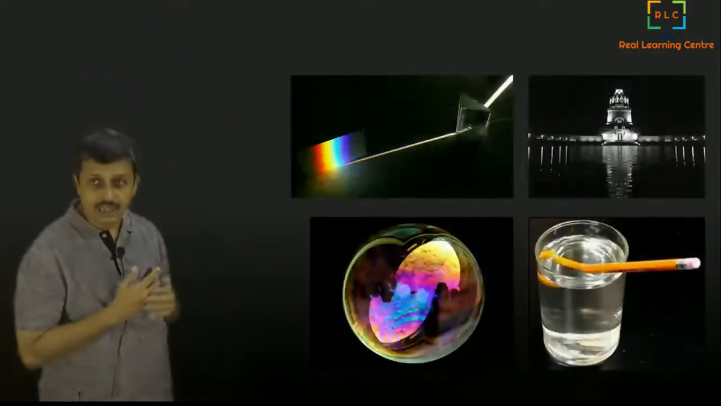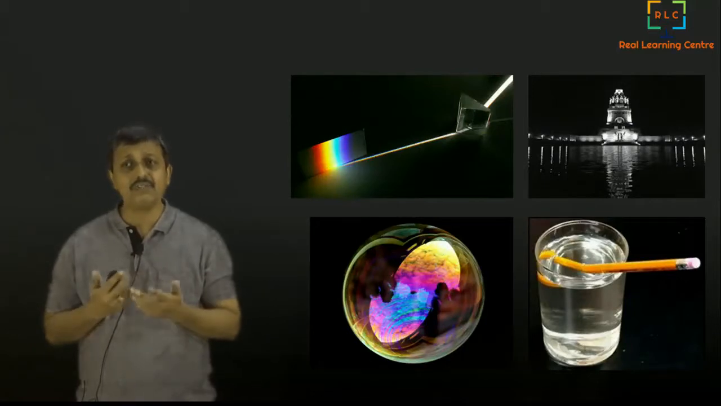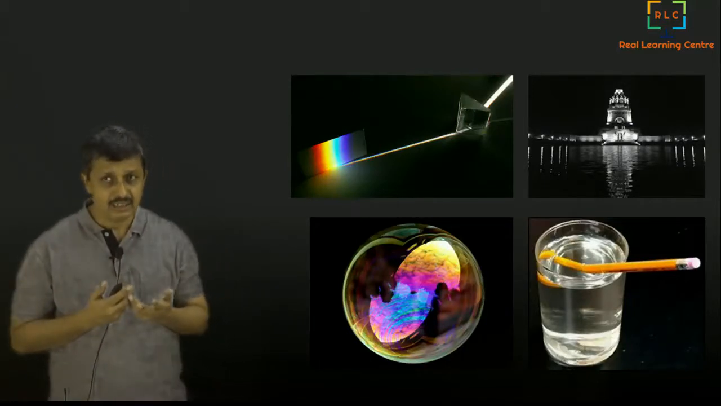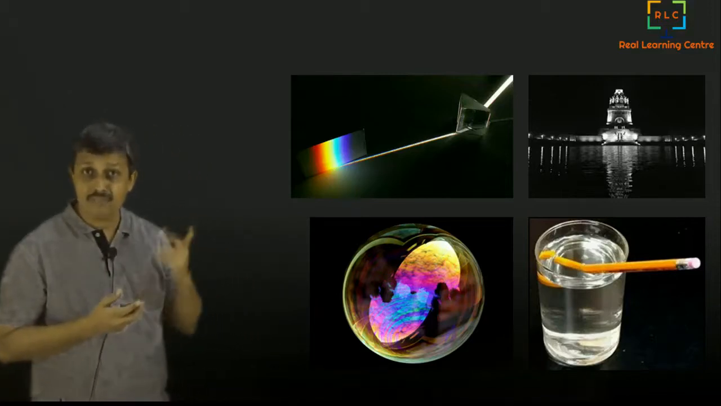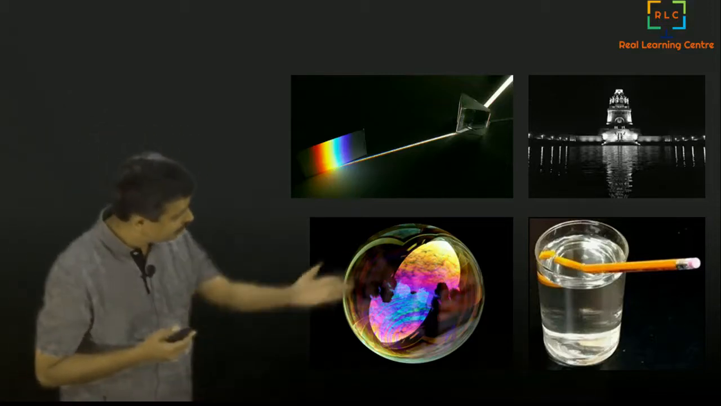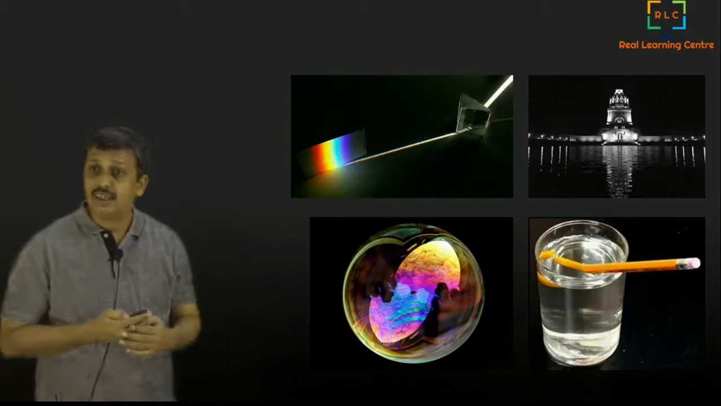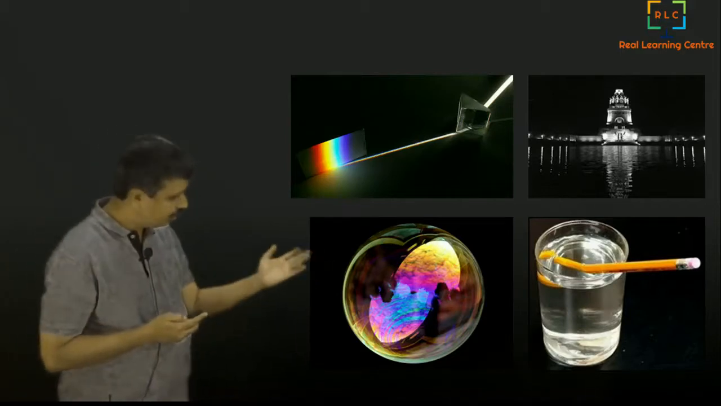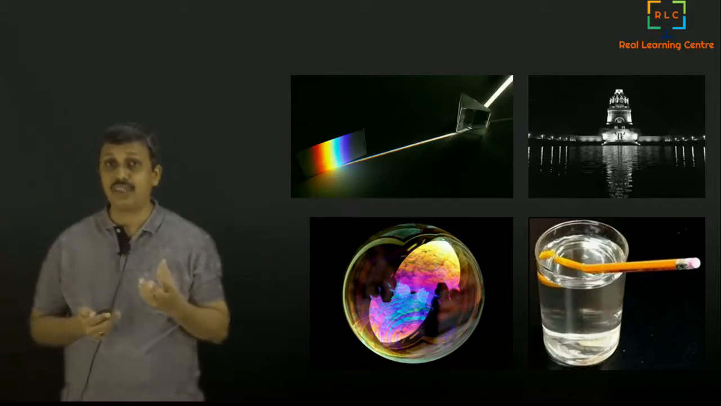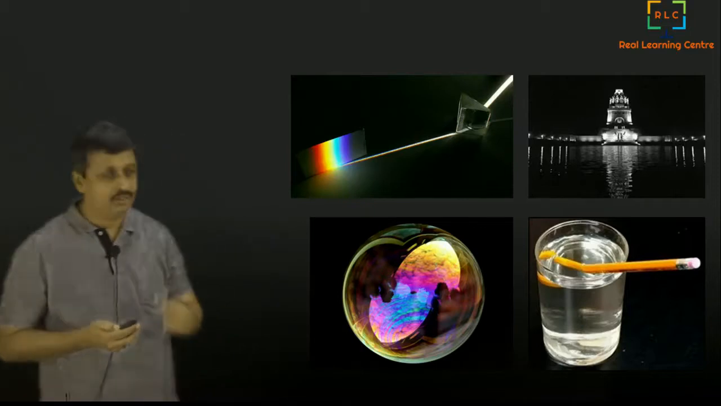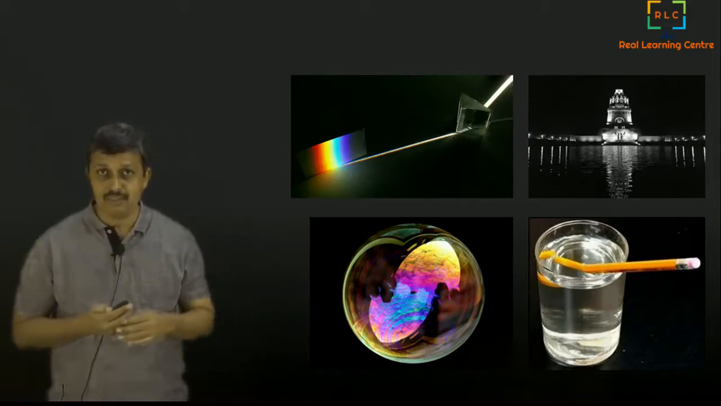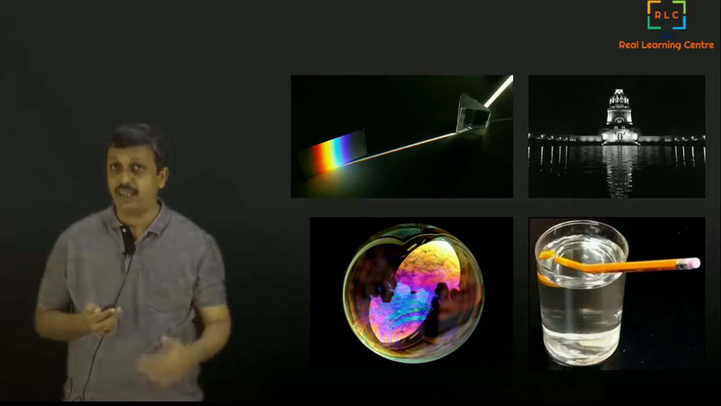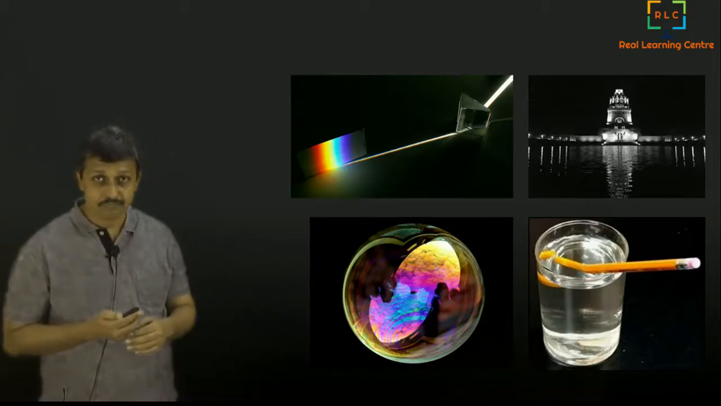Let's start with something very simple that we have seen daily. Let's look at this. There is a colorful rendering of white light, and you can see the beautiful reflection there. This is a soap bubble, with beautiful colors. And you see your pencil bending. So what are these? These are properties of light that we know of. Can you think about what they are?